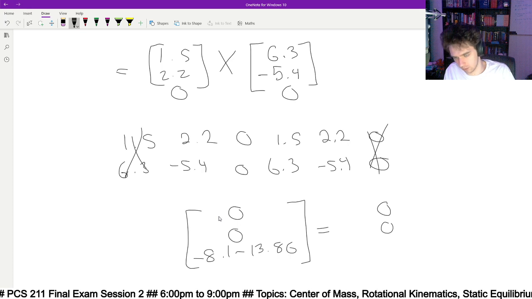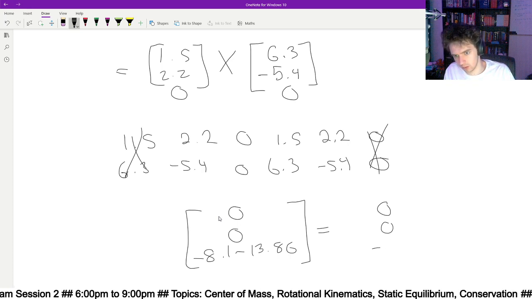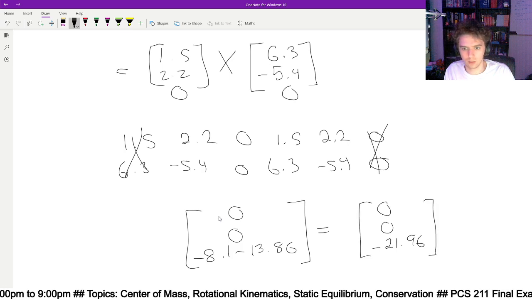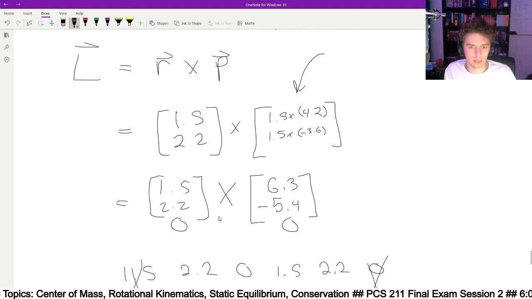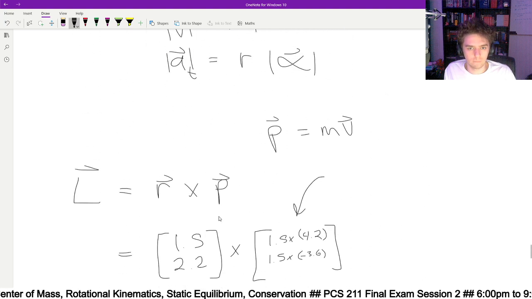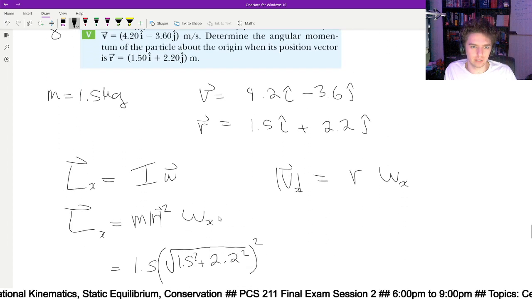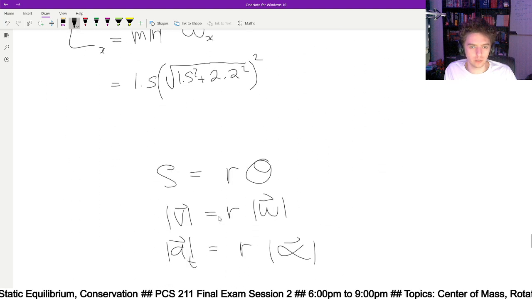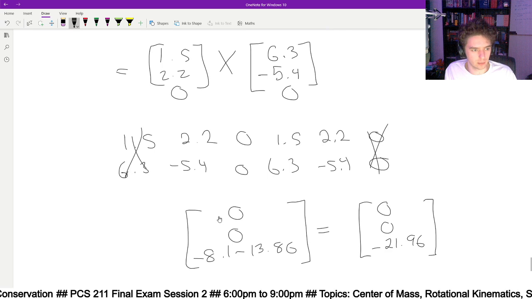0, 0, negative 2. Why don't you try it with the determinant way, like the IJK? Wait, why wouldn't this be right? Isn't it right? It should be perpendicular because we were on the XY plane. Oh, we were right on the XY plane. You're right. That makes sense actually. Do people want me to do it with the determinant thing? Because that's also a way, I find it significantly more complicated than this.